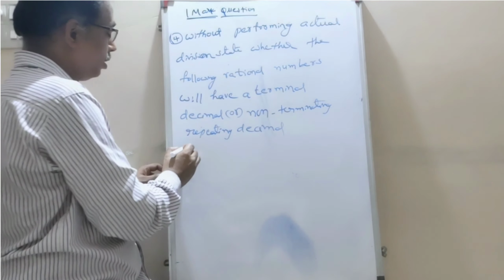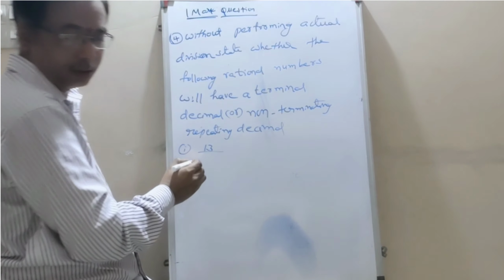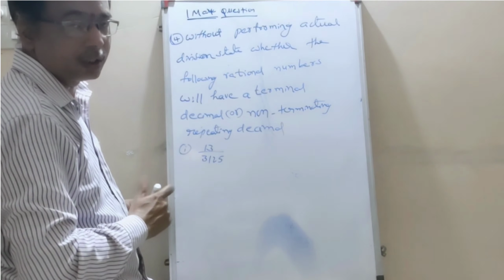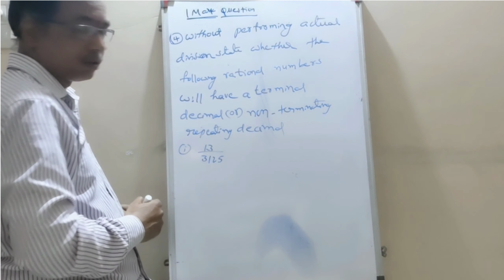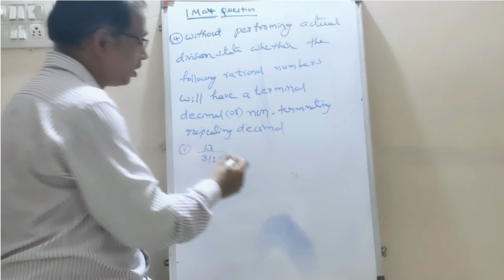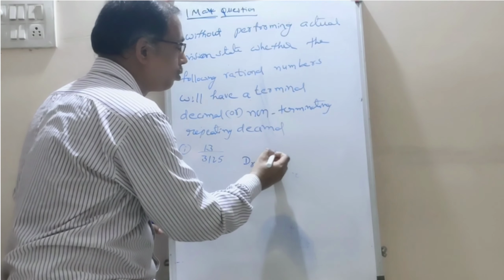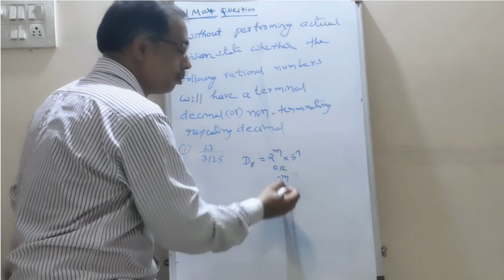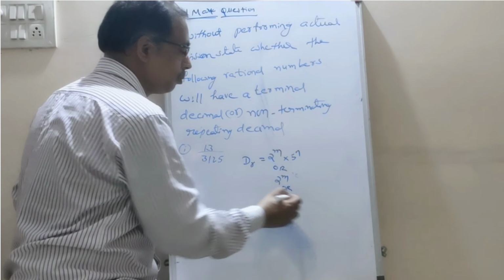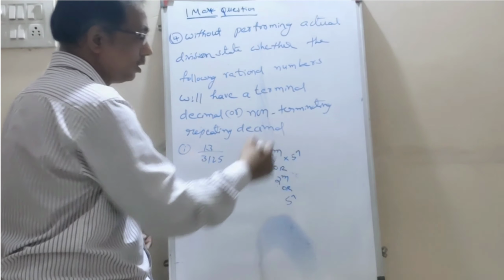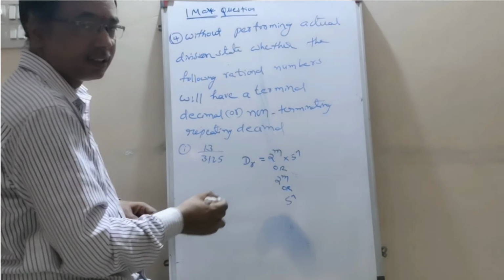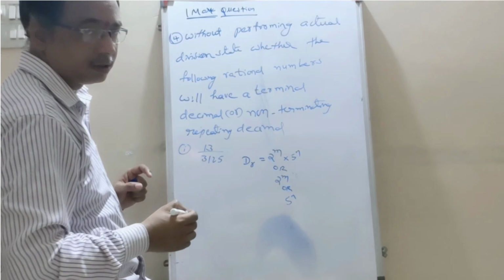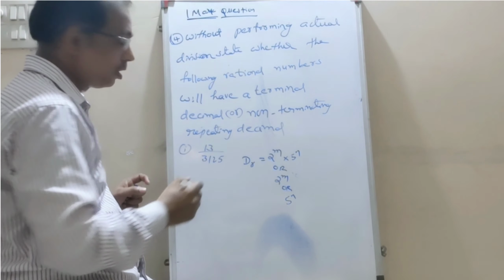So in that one, the first sum is 13 by 3125. Here mainly you have to observe the denominator. If the denominator is in the form of 2 power m into 5 power n, or only 2 power m, or only 5 power n, among these three forms, if any one of them exists, we can say that the given fraction must have a terminating decimal.